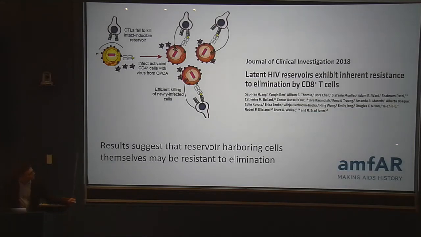This was published in 2018, and we made the argument that these latent reservoirs not only are hiding from the immune system, but are resistant in some way that we don't understand. So when the CD8 T cell tries to kill them, it may not work as we expect. One of the pieces of evidence from this study is that even though we couldn't kill these real infected cells from the patient, we could reactivate that virus, infect new cells, and those same CTL, killer T cells, could kill those new cells. So it really seemed to point to something intrinsic about this initial infected cell itself.